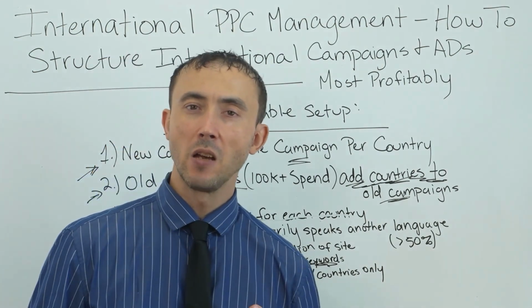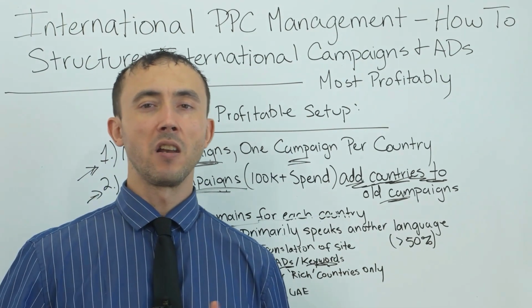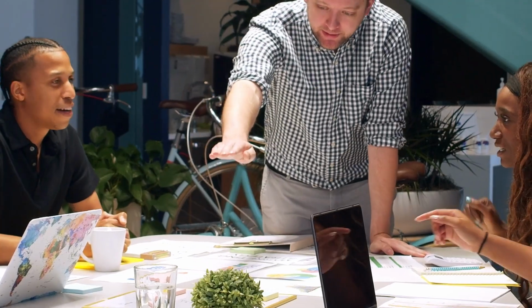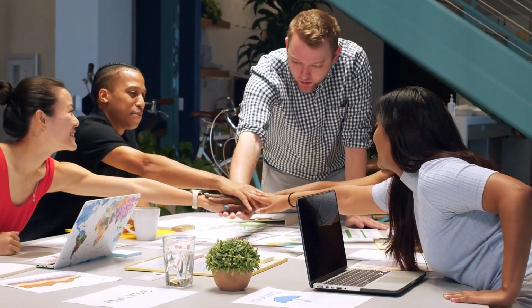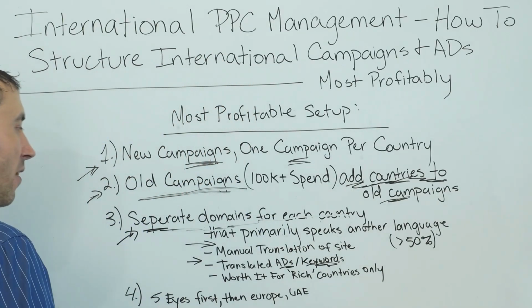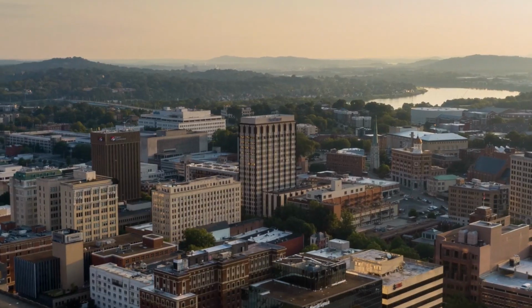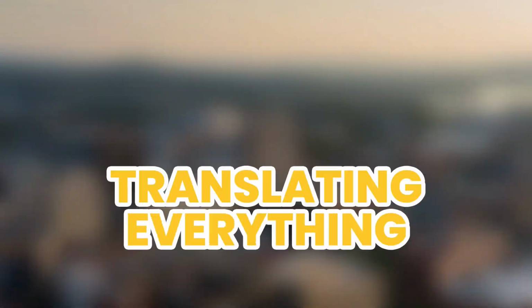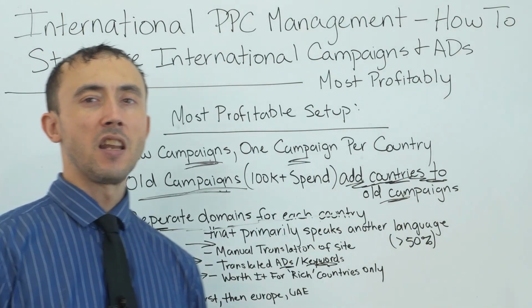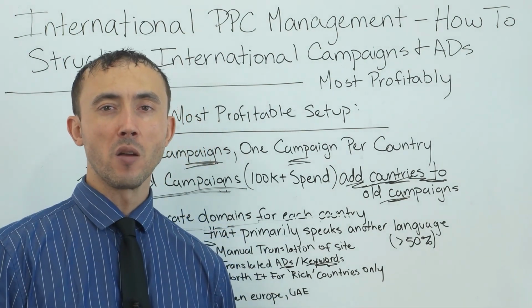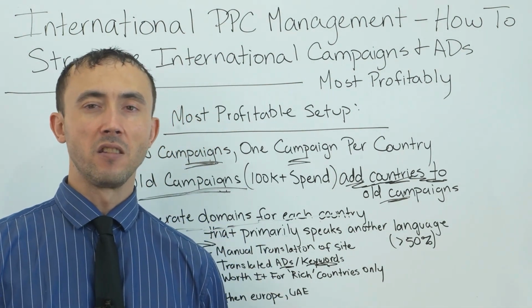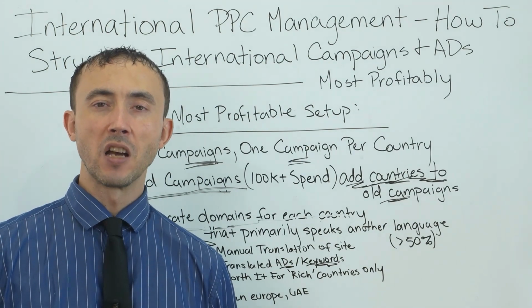But a lot of times for obscure languages, you're not going to find who you want on Upwork, and you got to actually go through an agency itself. So beyond that, it's generally only worth it to target rich countries only in terms of translating everything. Translating everything into Swahili so you can target people in Ethiopia isn't going to probably be worth your time.